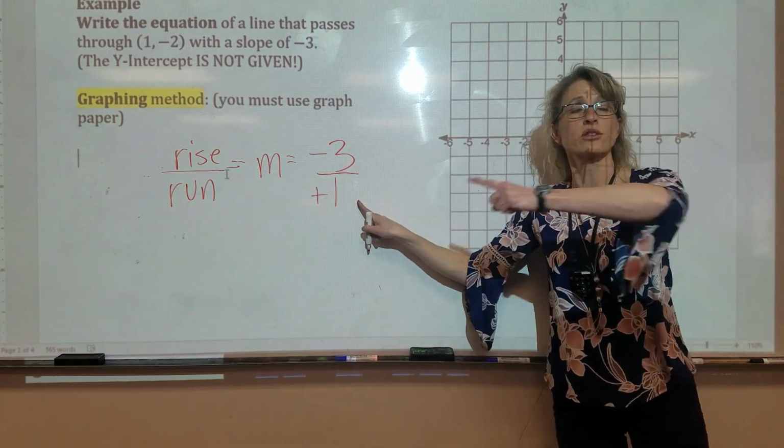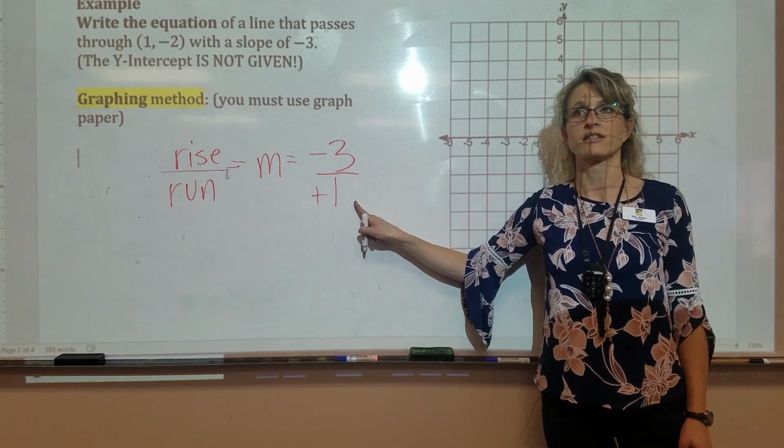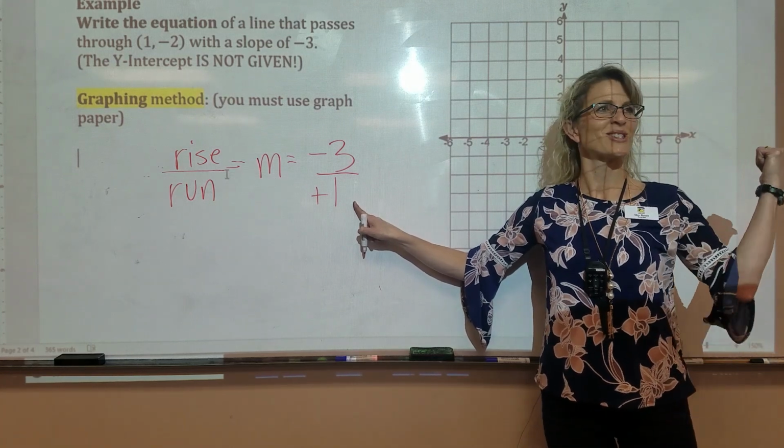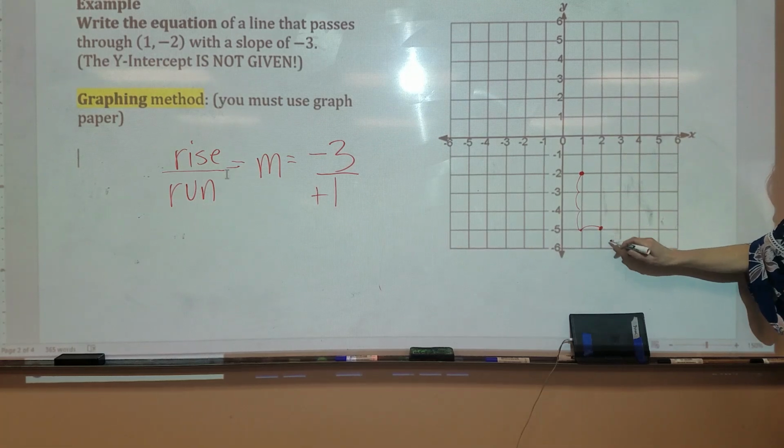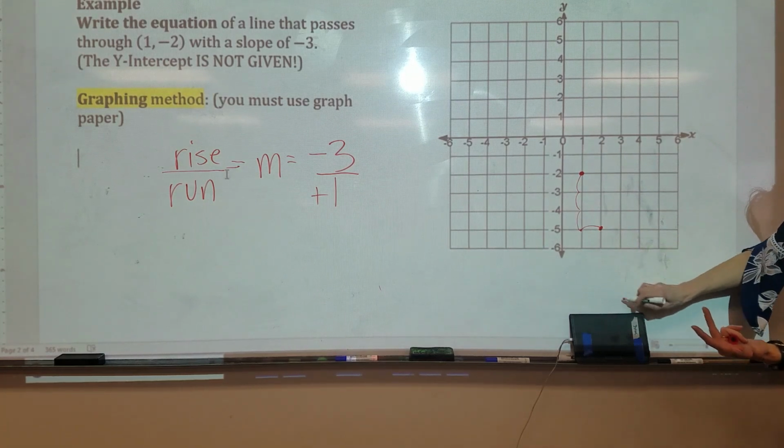So here, now my run is a +1. Is that going to go left or right? Show me with your hands. Positive is this way. Excellent. So +1. From here, I'm going to go +1. There's my other point. Now I would continue that pattern once, but I'm out of graph.